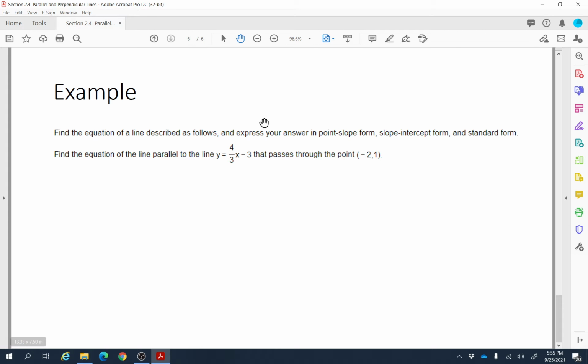Sometimes we might have to solve a problem like this. We need to find the equation of the line whose description is given here, and express your answer in point slope form. Point slope form means this form: y minus y1 equals m times x minus x1. This is called point slope form. If you bring this y1 to the right side, it would be m times x minus x1 plus y1. You can also write this form.